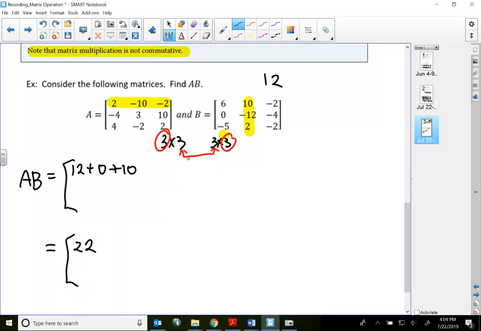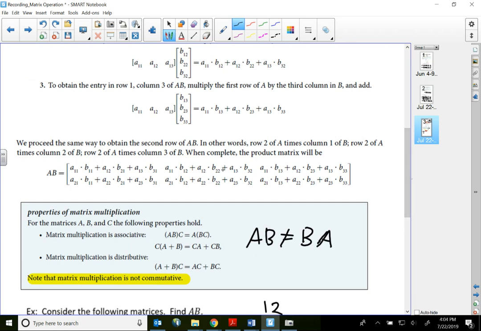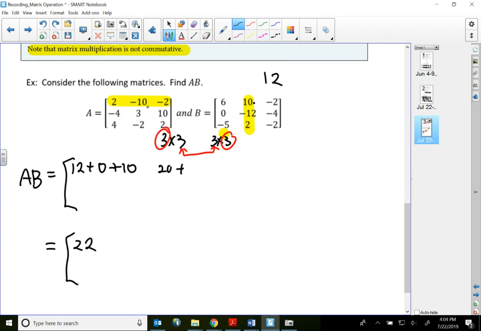So that would be 2 times 10, which is 20, plus, okay, negative 10 times that, positive 120. All right, negative 2 times 2, positive 4. So this is 144.